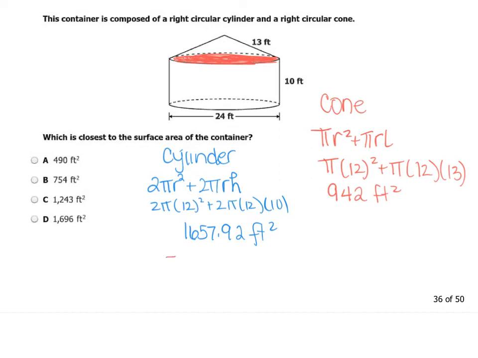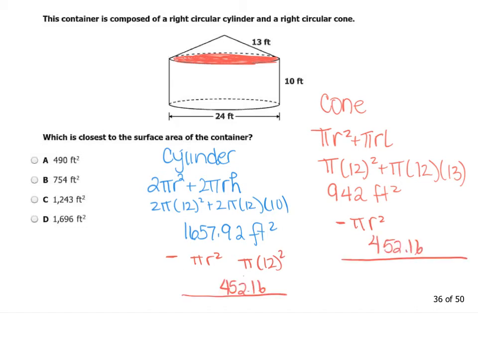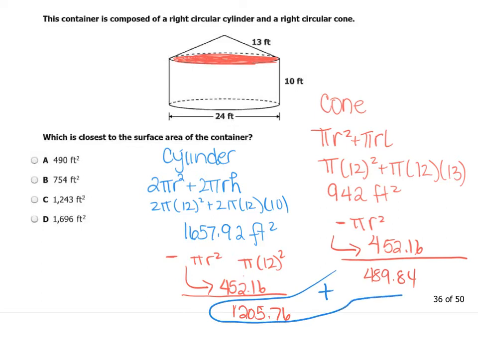So what I'm going to have to do is subtract pi r squared on both of these. Well, what is pi r squared? Pi is 3.14 and our r squared is 12 squared. Alrighty. So when I subtract out the area for the circle, I get 1205.76. When I subtract the area for the circle here, I get 489.84. Last step, let's add these together. And we get 1696.